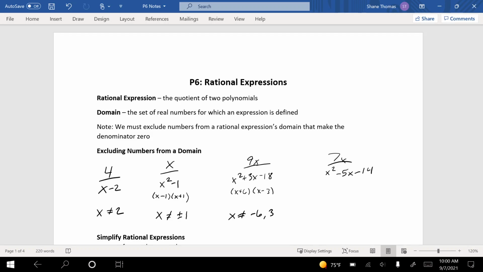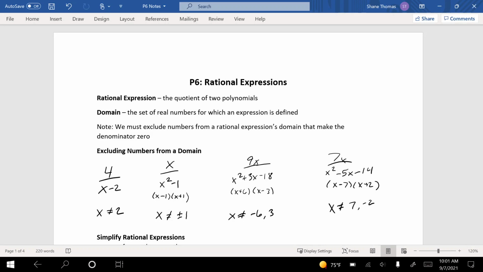Second one, what does it factor to be? X minus 7, x plus 2. So what values can x not be? 7 and -2. Perfect. Questions with that so far?